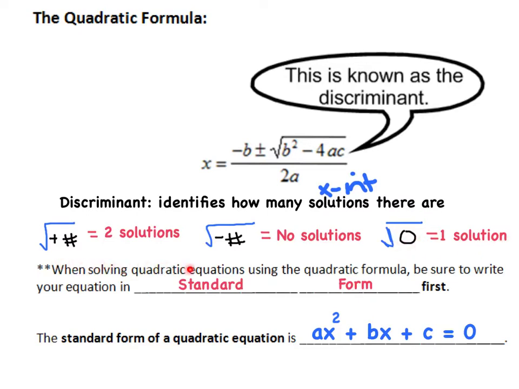When solving quadratic equations using the quadratic formula, be sure to write your equation first in standard form. Standard form of a quadratic equation is ax squared plus bx plus c equals 0, or ax squared plus bx plus c equals y.